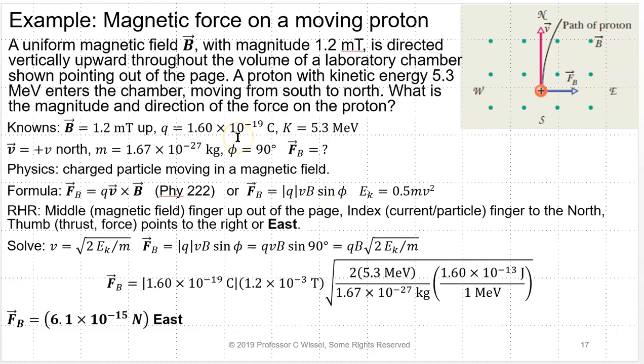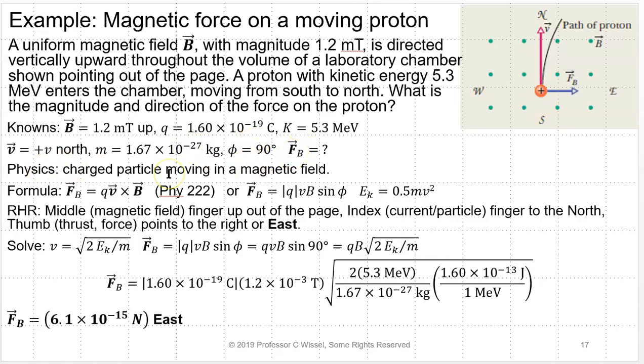Well, the first thing you want to do is write down the knowns. The knowns: the magnetic field is 1.2 millitesla up the page. Q is 1.6 times 10 to the minus 19 coulombs. That's a charge. Kinetic energy is 5.3 MeV. We're going to call V as positive to the north. The mass is 1.67 times 10 to the minus 27 kilograms for a proton. Phi is 90 degrees because of the angle here between V and B. And of course, then we need to know FB.